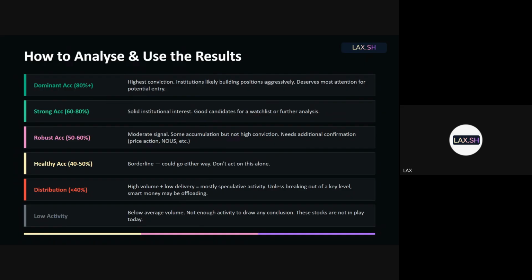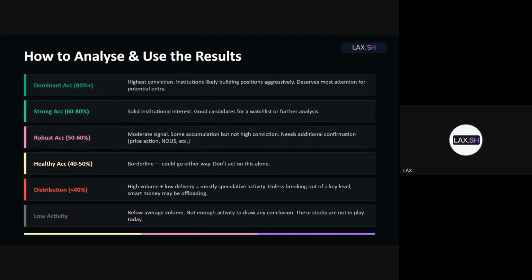Second thing, I have to look at the delivery data. If there is 40% or more delivery on higher volume, then it is accumulation. But if there is higher volume but less than 40% delivery, then it is distribution, although there are more conditions in distribution, but broadly this is what it is.